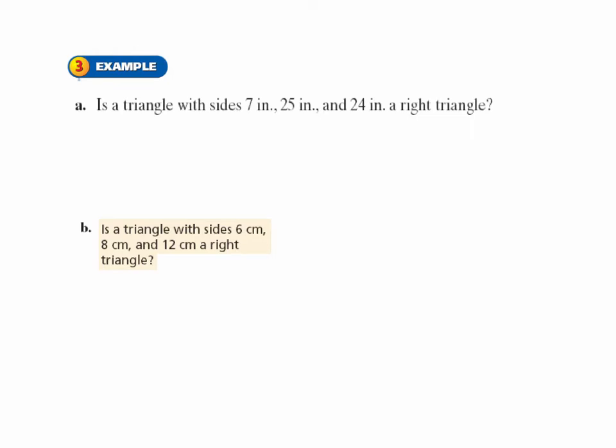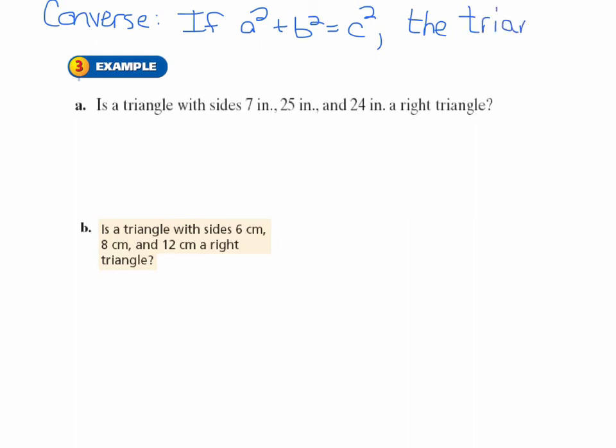Briefly, we want to look at the converse of the Pythagorean theorem. The Pythagorean theorem says that if you have a right triangle, then a squared plus b squared equals c squared. Okay, that's what the Pythagorean theorem says. The converse of the Pythagorean theorem swaps that around. The converse says that if a squared plus b squared equals c squared, the triangle is a right triangle.